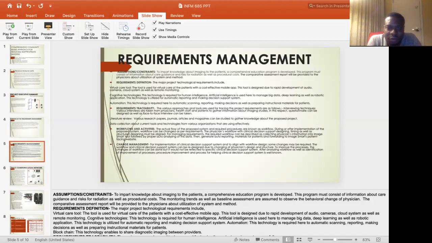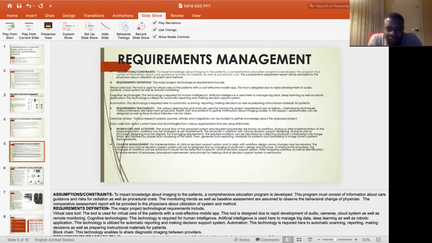And they're as follows. Interviewing techniques, where various interviews are done, and surveys. You have literature review, where you have various research papers, journals, articles, and magazines that can be studied to gather knowledge about the proposed project. Data collection about current tools and technologies from various organizations that are using them effectively.